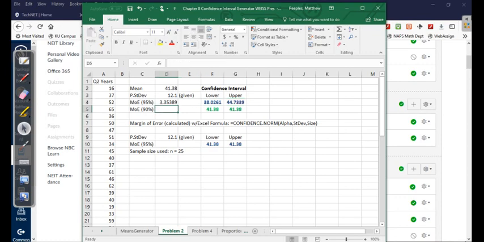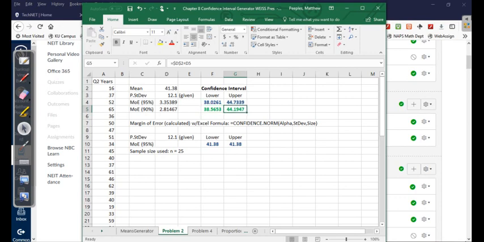Let's try it for a 90% confidence interval. Again, we're going to enter the same command, confidence.norm. And we enter our alpha level. In this case, if it's a 90% confidence level, that means that we have a 10% alpha level, right? 100 minus 90, that's 10%. So we enter in 0.10 in decimal form. We enter in our standard deviation. Again, we were given 12.1 for the population standard deviation and our sample size of 50. All right, let's see what happens here. Look at that. The numbers go 38.56 years in this case to 44.19 years.